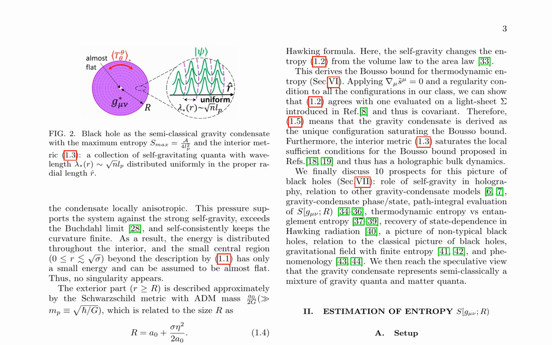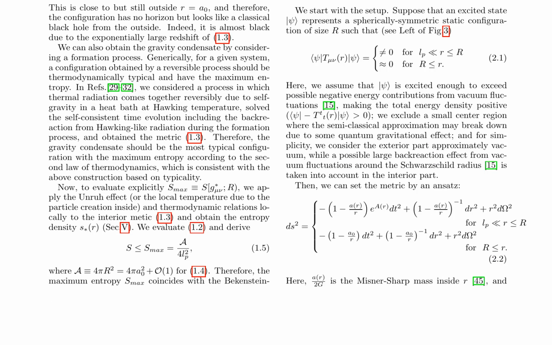To evaluate S_max, the authors apply the Unruh effect and thermodynamic relations locally to the interior metric, 1.3, obtaining the entropy density operator. They derive the bound S is less than or equal to S_max equals A over 4 l_P squared, coinciding with the Bekenstein-Hawking formula. Self-gravity transforms the entropy from a volume law to an area law, yielding the Bousso bound for thermodynamic entropy.